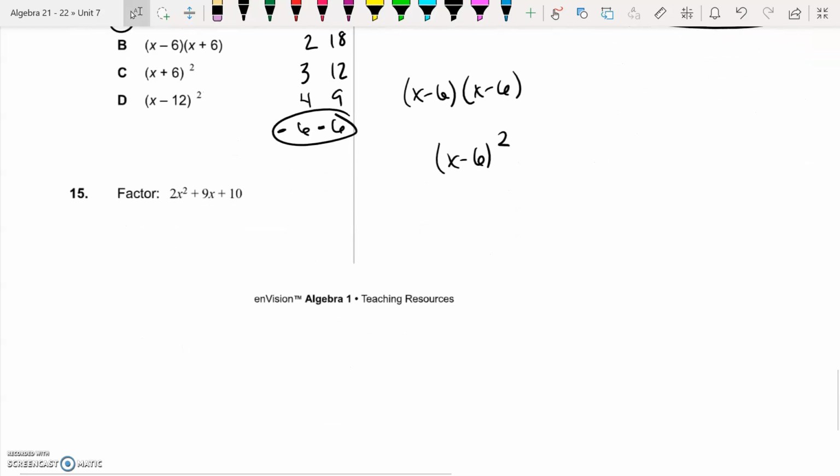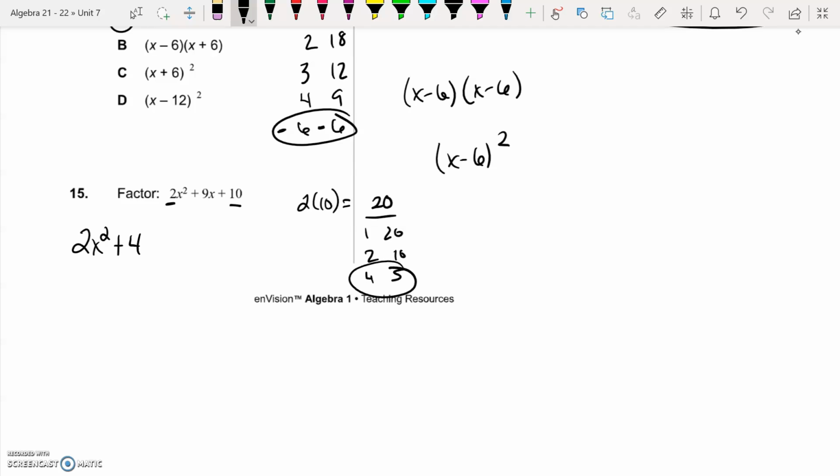And then 15, you can't do GCF, so you have to do the AC method, so I would do 2 times 10, to give me 20. I'll list out the factors of 20. I'm trying to find the pair that adds to 9. Well, that'd be 4 and 5, so I'd rewrite it: 2x squared plus 4x plus 5x plus 10.